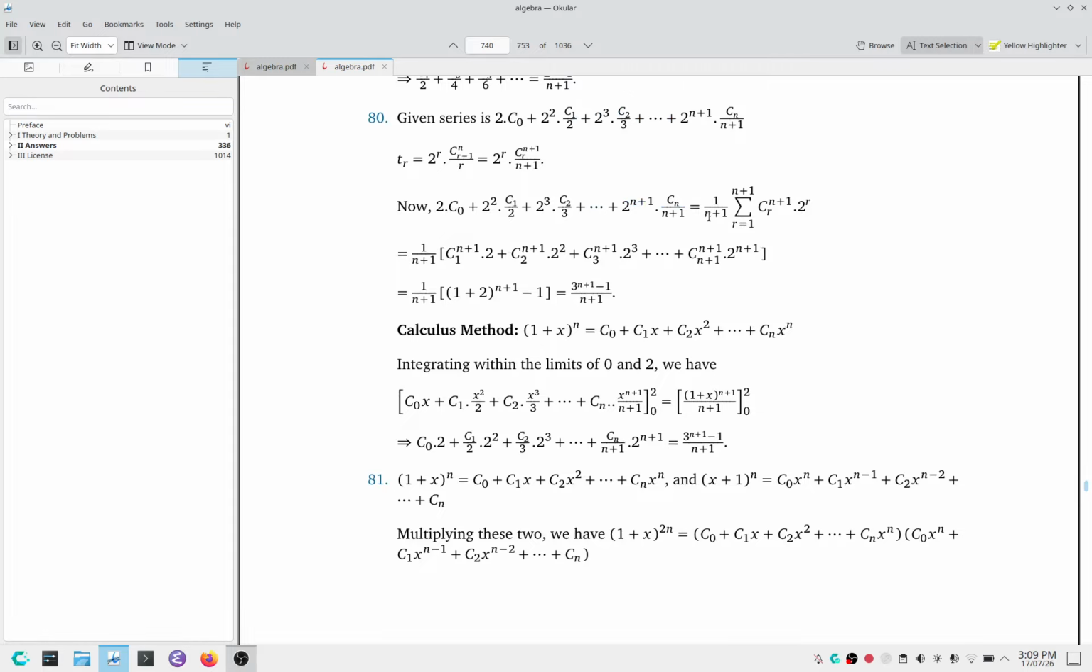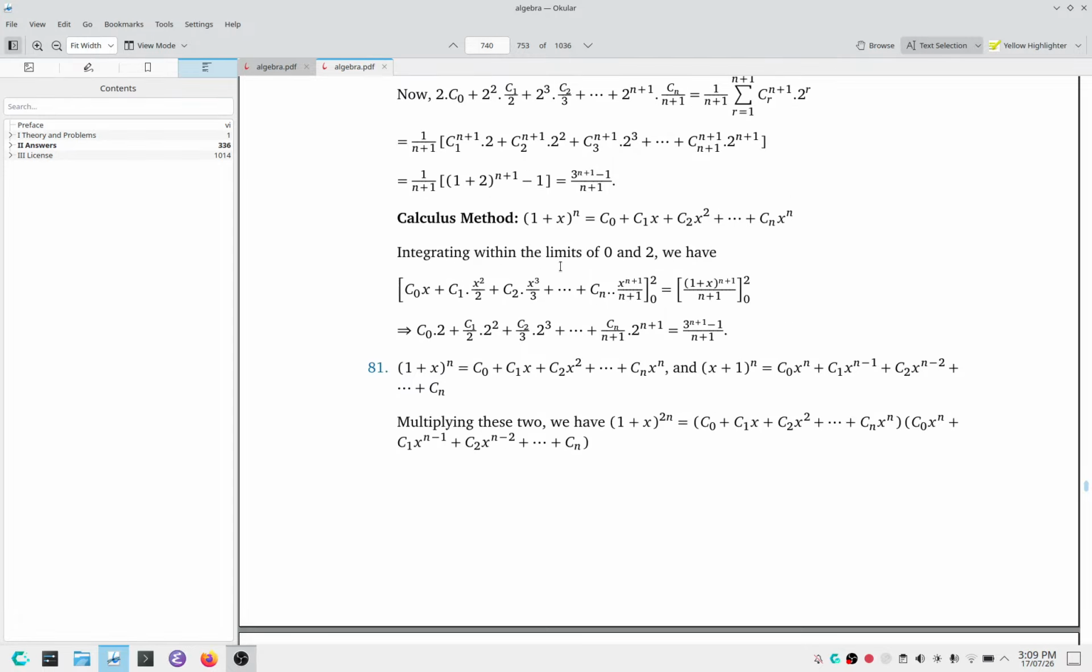We have the left hand side, and the right hand side will become 1 upon n plus 1 Cr times 2 to the power r, which we sum, and this would be 1 plus 2 to the power n plus 1. And we have to add and subtract n plus 1 C0 to this sum. So this minus 1 is coming from there. And that's how we have 3 to the power n plus 1 minus 1 upon n plus 1. So in the expansion, it is 1 plus 2 to the power n plus 1. Now for the calculus method, we integrate between the limits 0 and 2 to have the desired sum. Okay. So with this, we come to the end of this set.